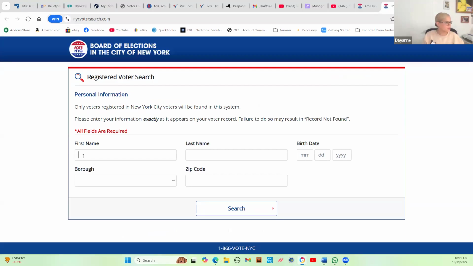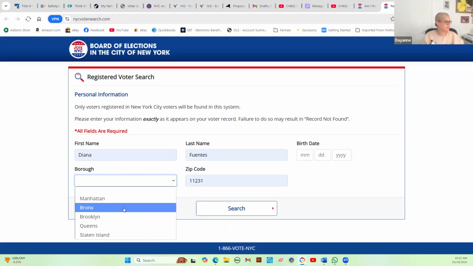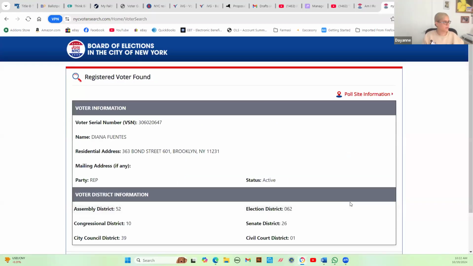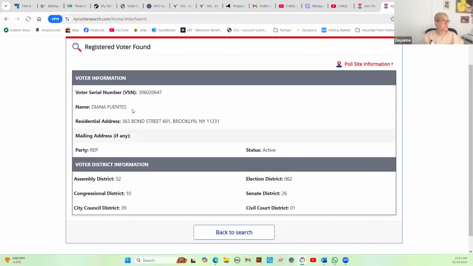Okay, so as an example, I'm actually going to put my name, just fill it in automatically, and the borough that I live in, Brooklyn, and then my date of birth. So let's go there. Okay, and yes, I'm in there. This is my voter serial number. You'll see it right here. This is my full name, my full address, the assembly, the district, and everything else.